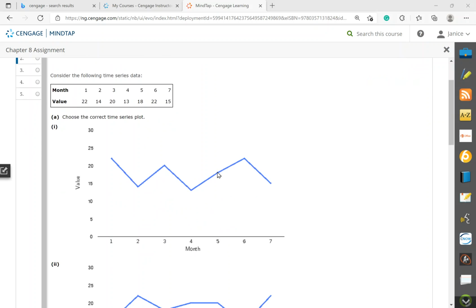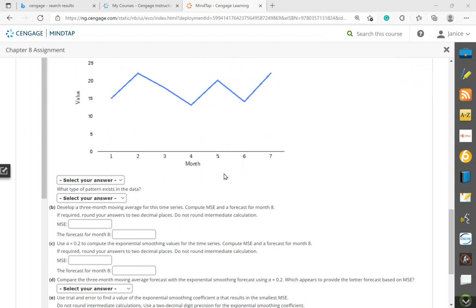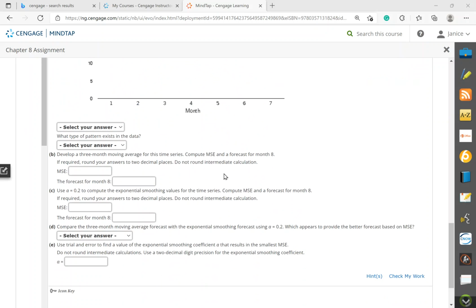For question 2, we're going to use a time series data. We're going to plot the data, and then we're going to answer a couple questions about it. Then we're going to develop a 3-month moving average and compute the MSE forecast for month 8.